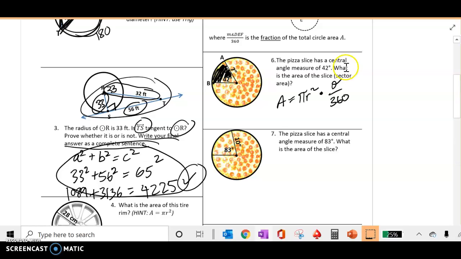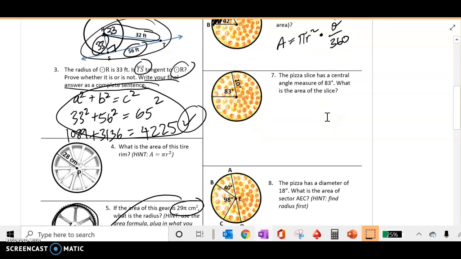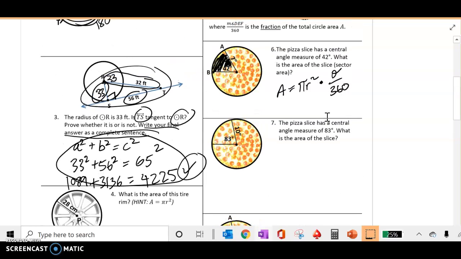Okay, I'll let you guys do that one on your own. Let's go to number 7. The pizza has a central angle of 83. What's the area of the slice? So same exact type of problem as number 6. So I want to find the area of just this sector right here.